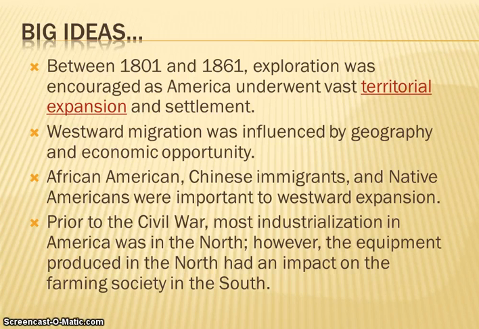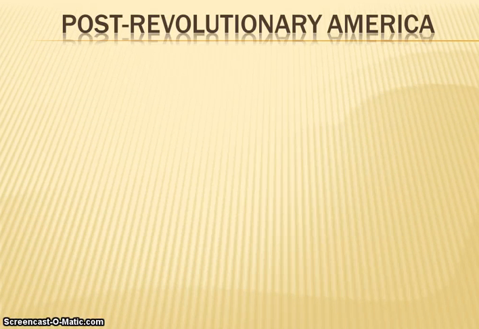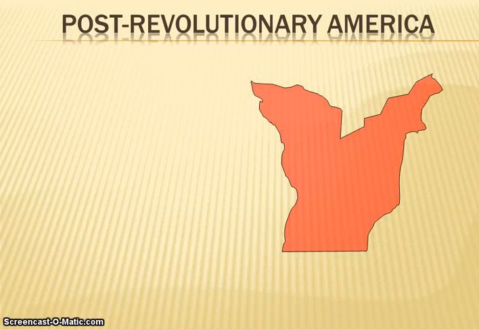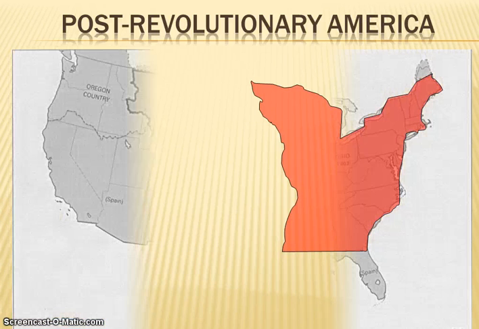And prior to the Civil War, most industrialization in America was in the North. However, equipment that was produced in the North did have an impact on farming society in the West and in the South. So, post-revolutionary America, just to review, this was it. This eastern seaboard as far as the Mississippi River.